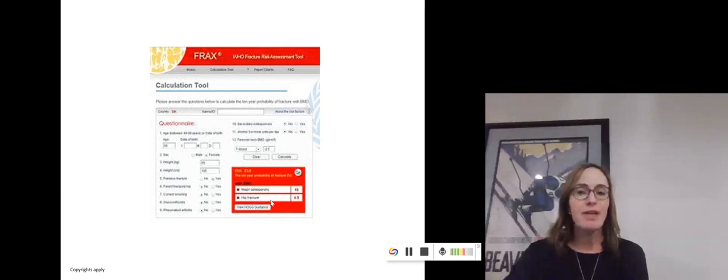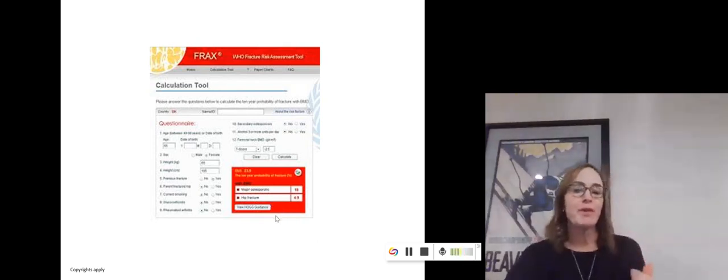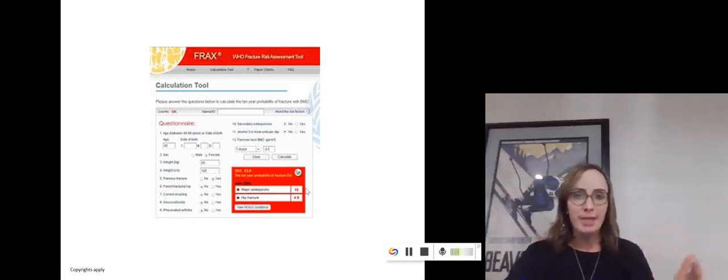Each country has different parameters for what they determine to be normal within these numbers. So in the United States, if your 10-year risk of having a major osteoporotic fracture is greater than 20%, treatment is recommended. If your 10-year risk of having a hip fracture is greater than 3%, treatment is recommended.